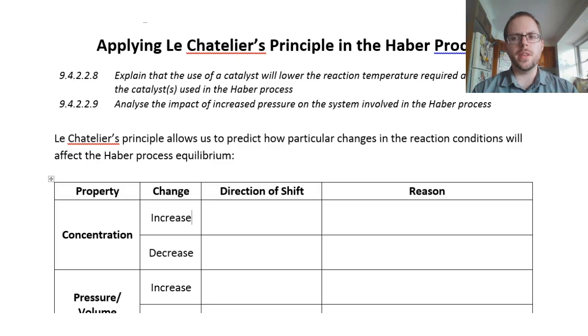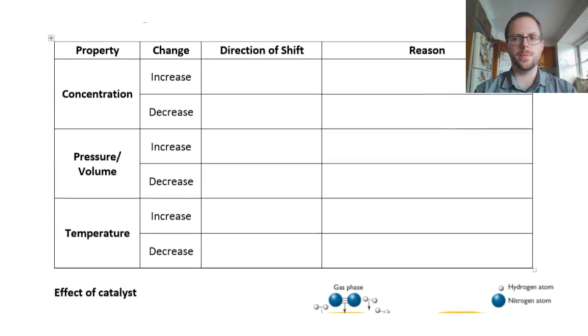Okay, so as we're working on this page of the booklet, we're going to identify the different changes that may occur, think about which direction that particular chemical reaction is going to shift, and then identify a reason for that shift. It might be helpful to reflect back on your notes about using Le Chatelier's principle to predict what happens when we change certain properties, so that you've got something easy to refer to. Okay, so let's get into it.